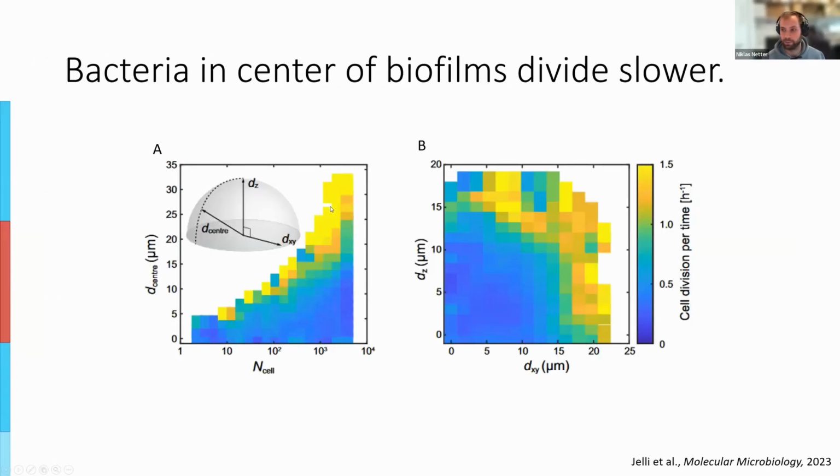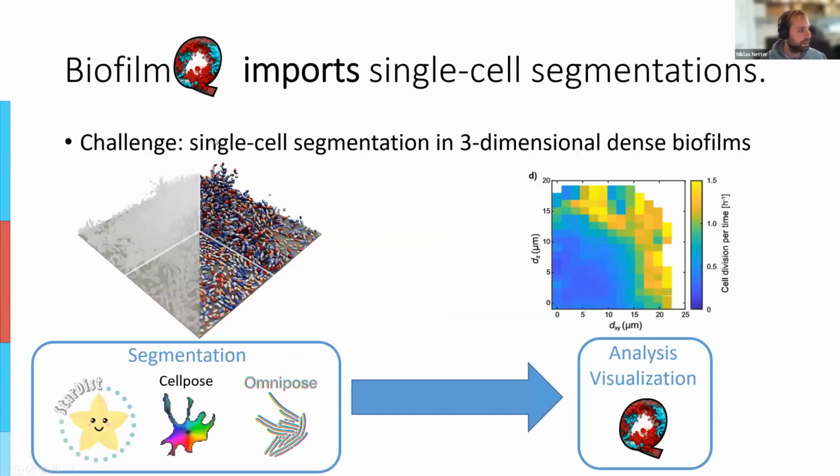So let's just get one step back and think about why we need single-cell segmentation in biofilms. Here, this is just one graph from our recent publication where we measured the division times of bacteria within biofilms, and for calculating these division times, we needed single-cell segmentation to track single cells and see when they divide and thereby calculate these division times. And this comes with a challenge.